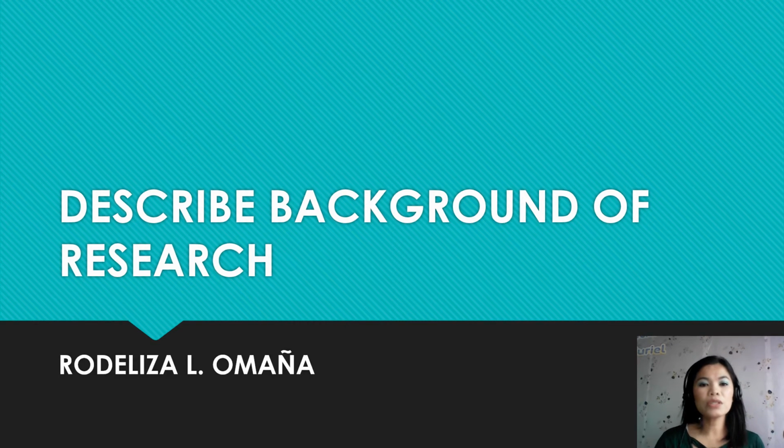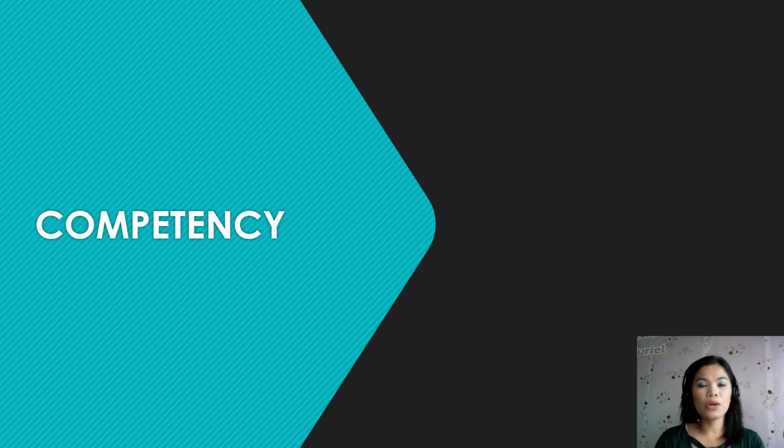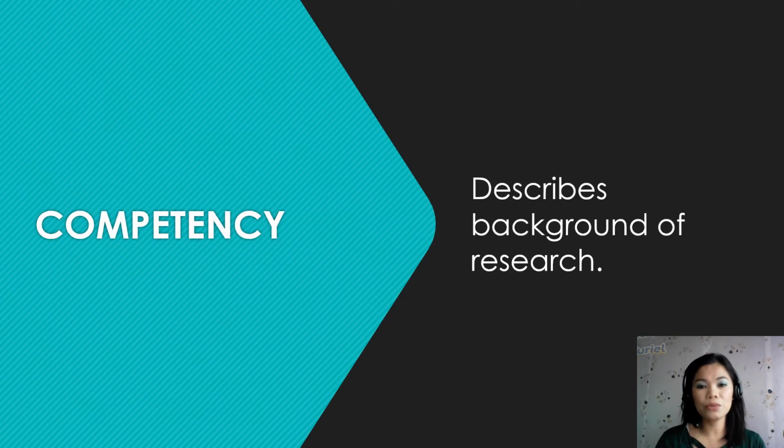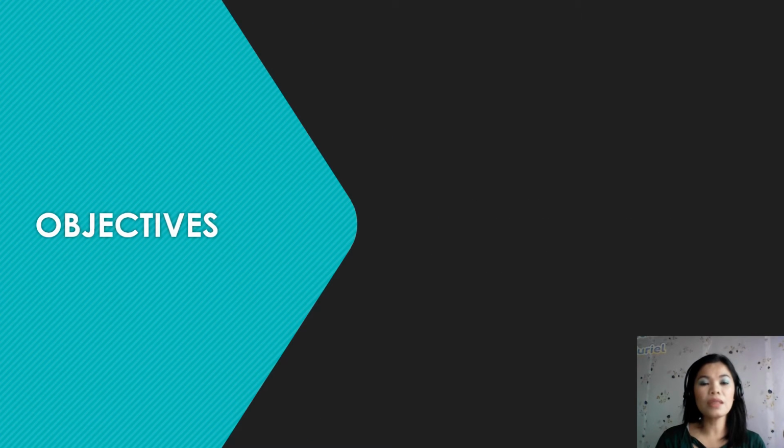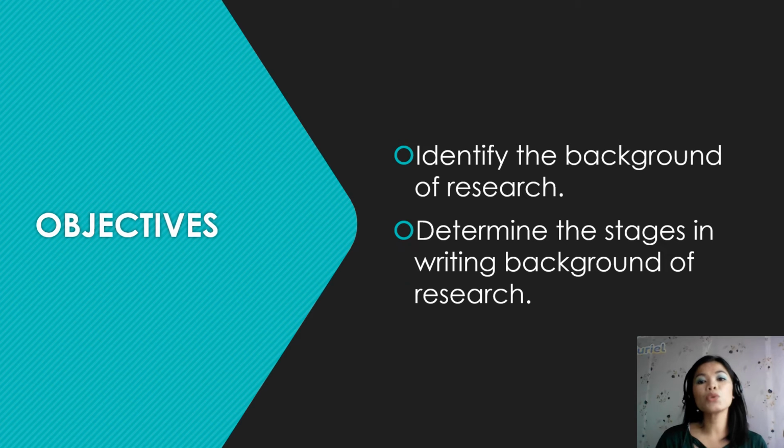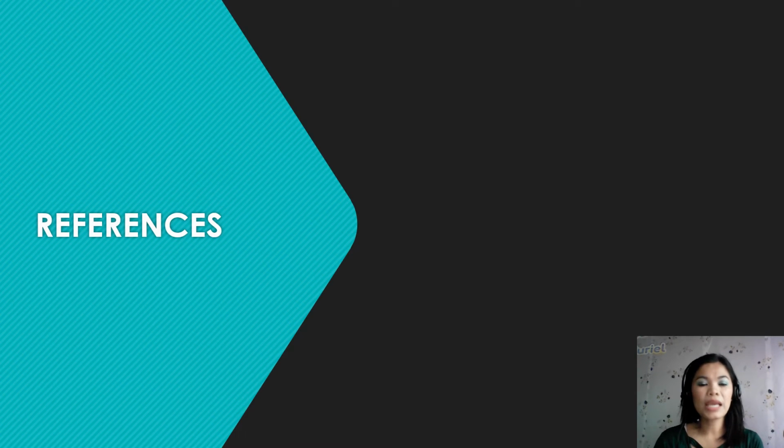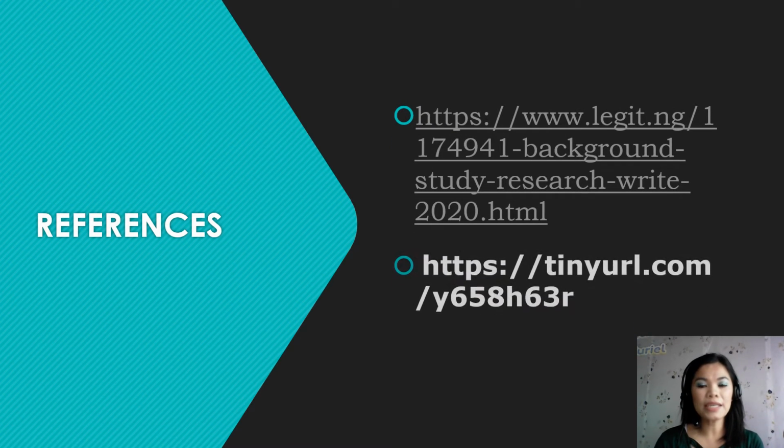Okay, so describe background of your research. In this lesson, what you're going to do is to describe the background of your research. Your objectives are to identify the background of research and to determine the stages of writing the background of your research. Then these are the references.